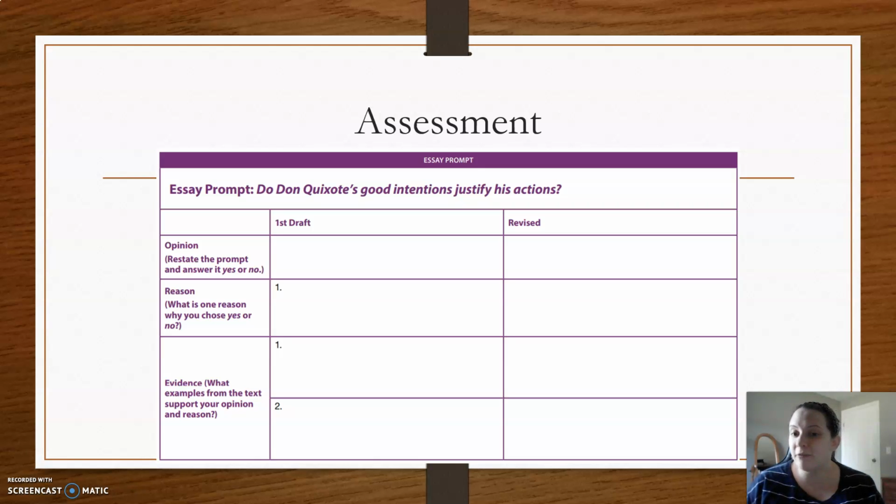Now, notice this is not very long. This is just to write down your ideas. This is our graphic organizer to get our ideas on paper. It's a lot easier when we can organize our thoughts ahead of time before we start writing our paragraphs. First, tell me what your opinion is, yes or no. Then you're going to write your reason. Why did you choose that? And your 2 pieces of evidence that support that opinion. This will be sent to your teacher, and that is your assessment for today.